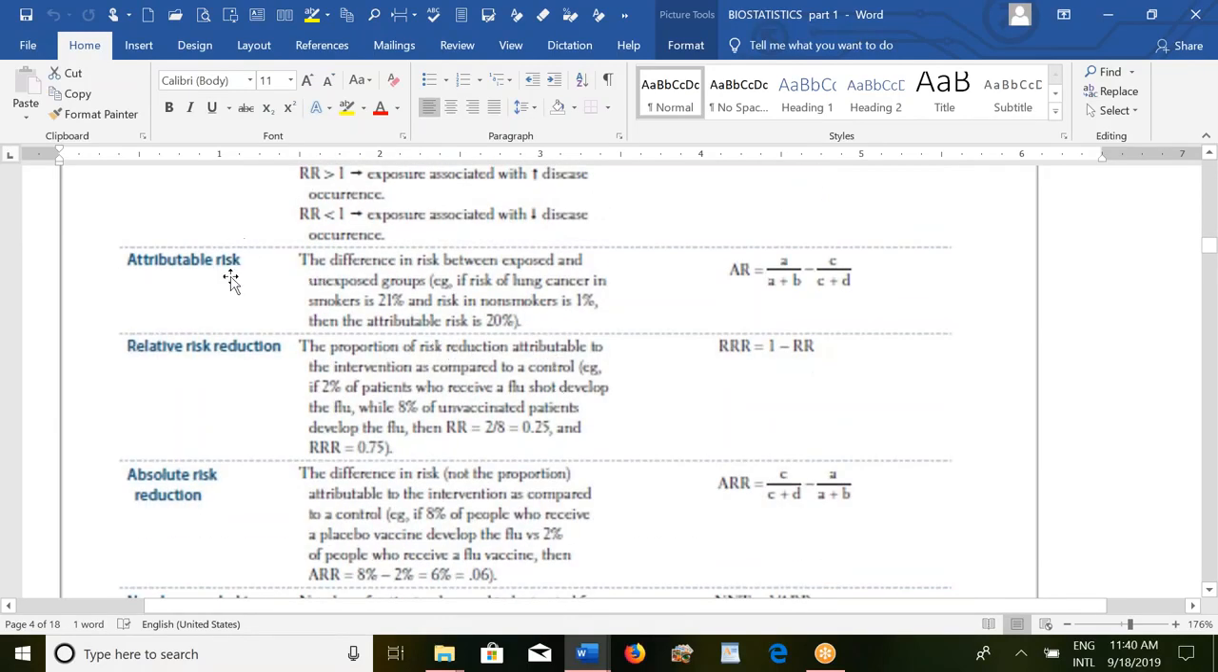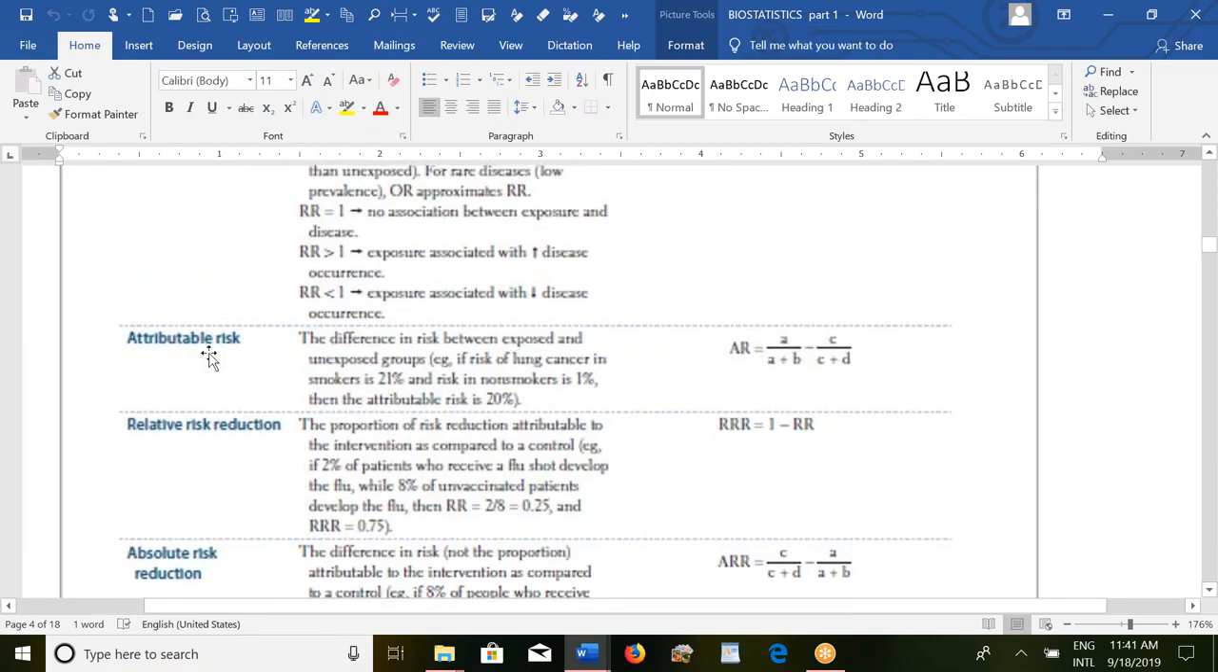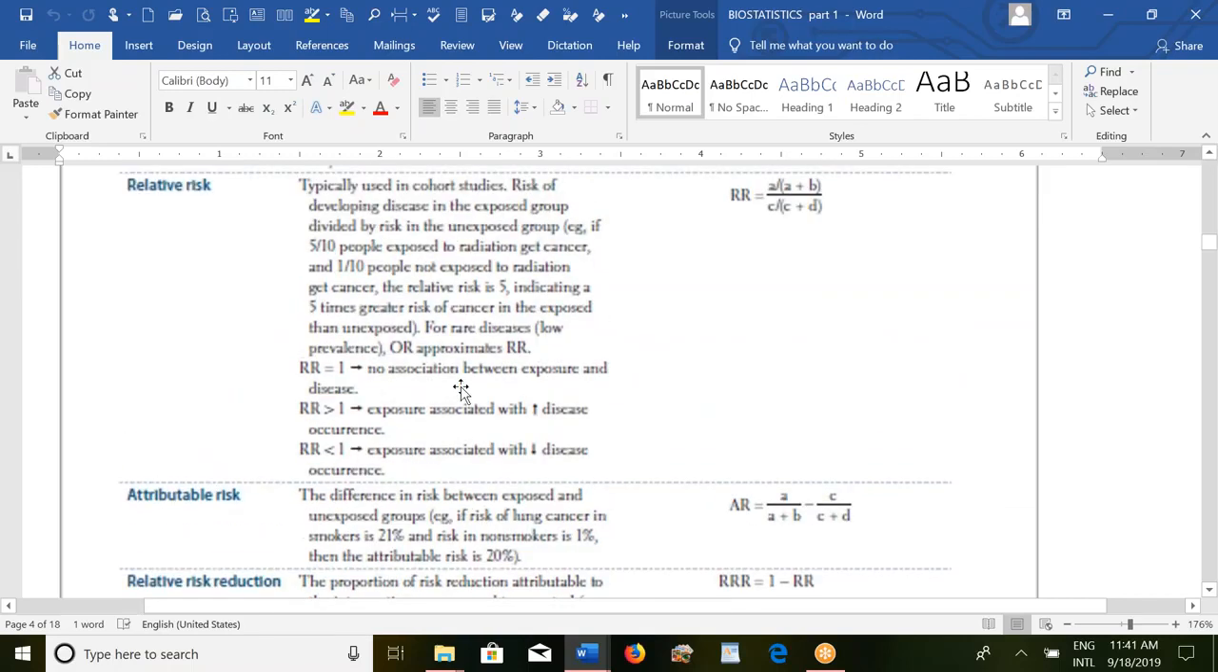Then another value is attributable risk. This is the difference in the risk between exposed and the unexposed group. For example, if risk of lung cancer in smokers is 21% and the risk in the non-smokers is 1%, what will be the attributable risk? It will be 21 minus 1, so the risk will be 20%. So attributable risk is the difference between the exposed and the unexposed group.